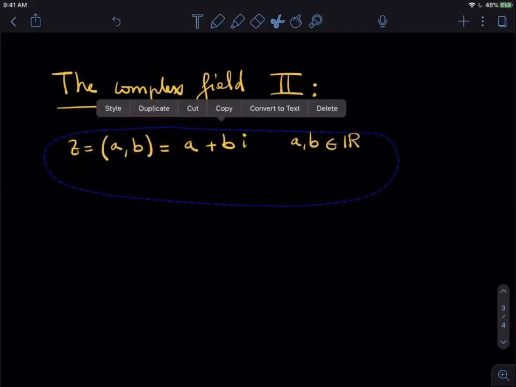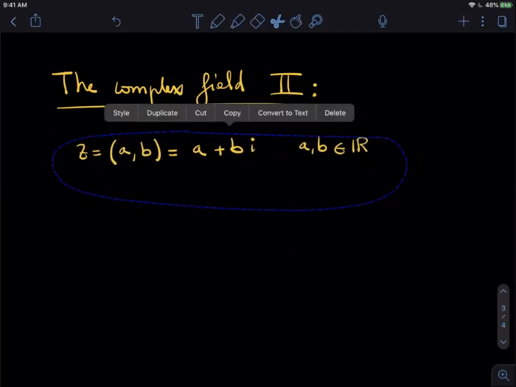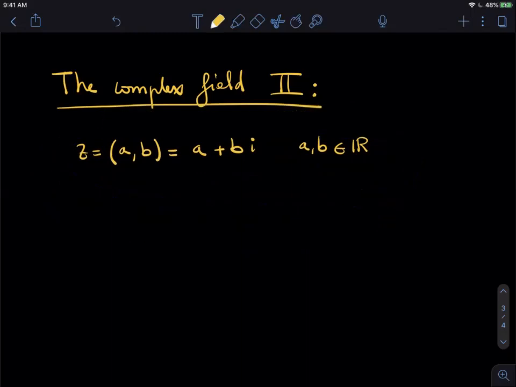So let's see some things that we can do with these complex numbers. One thing, we can define the conjugate. The conjugate of a number z, and we write z bar, is a - bi, just changing the sign of the imaginary part.